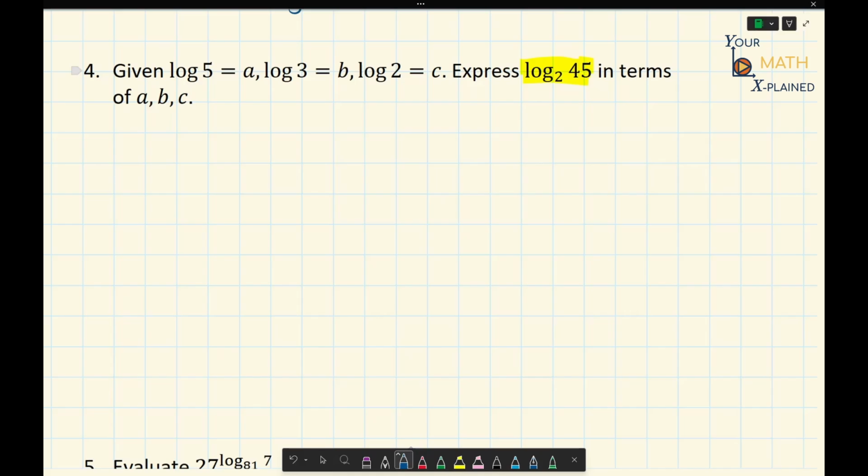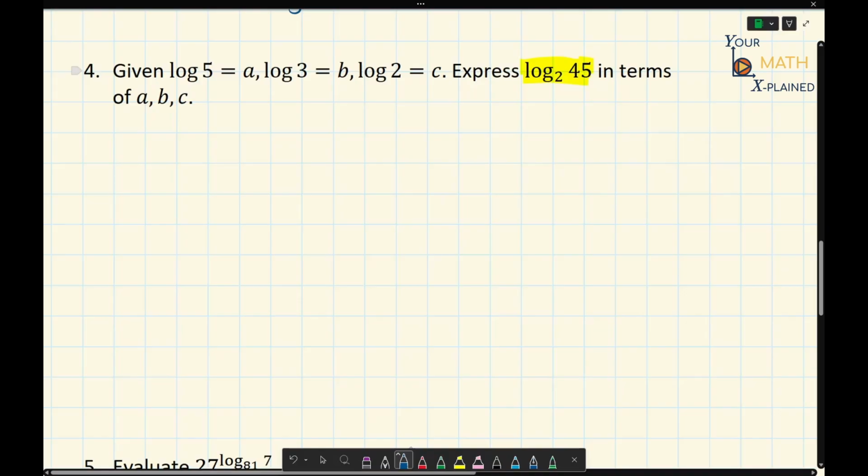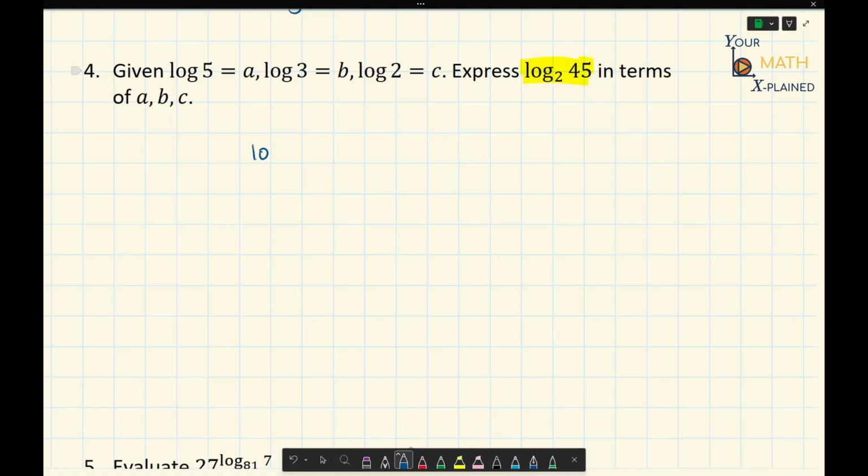So then the first thing we notice is that 45 is equal to 5 times 9, and 9 is just 3 squared. So we're going to go ahead and rewrite this as log base 2 of 45 is equal to log base 2 of 5 times 3 squared.